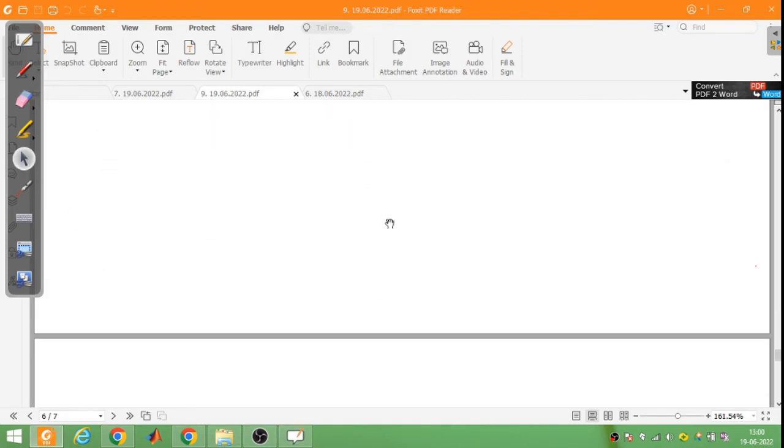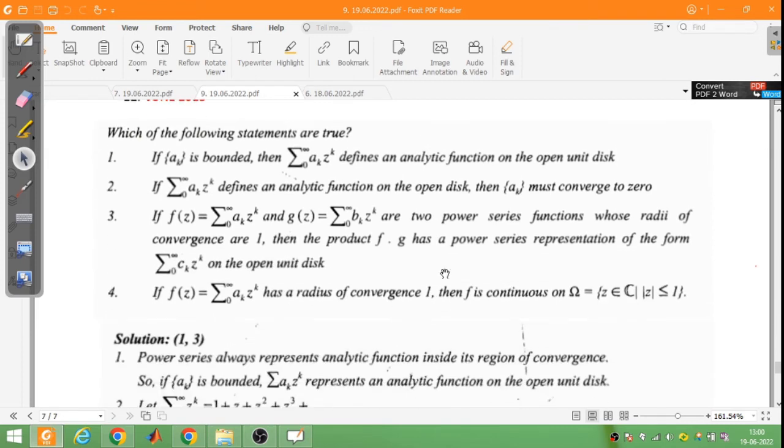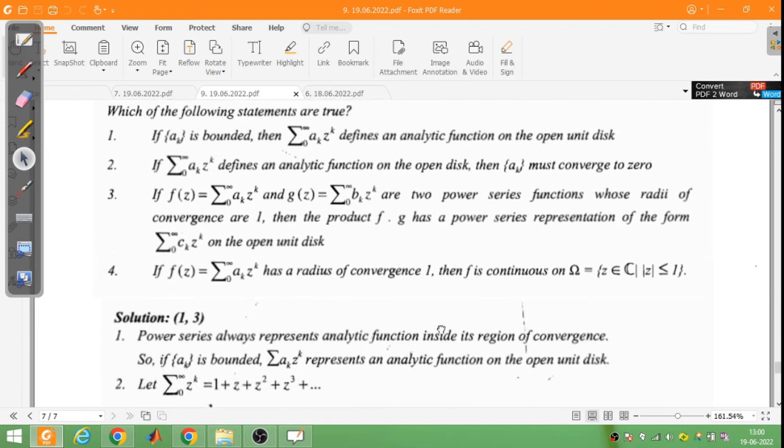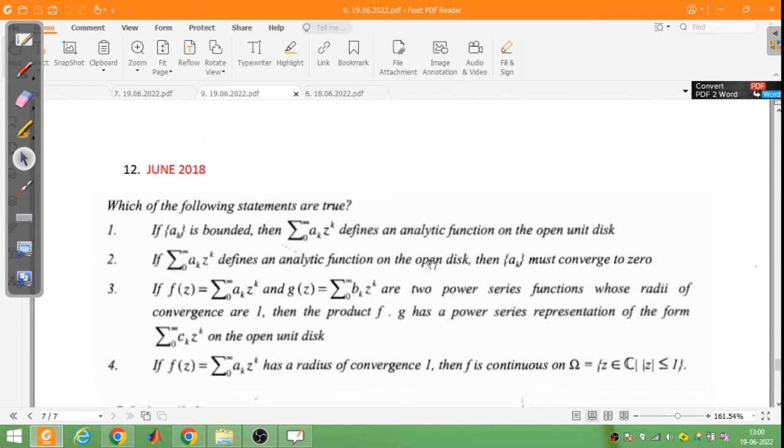Shall we move on to the next problem? Yes, sir. So this is the last problem. From this problem we have to wind up today's session.